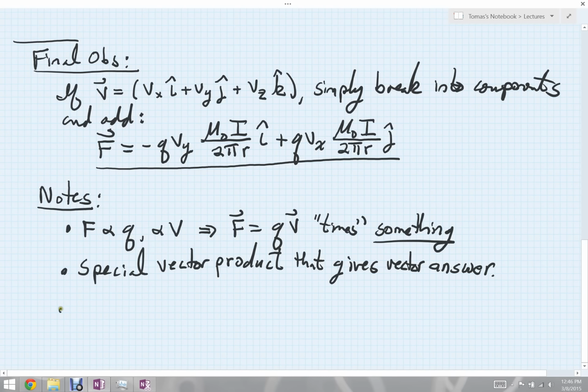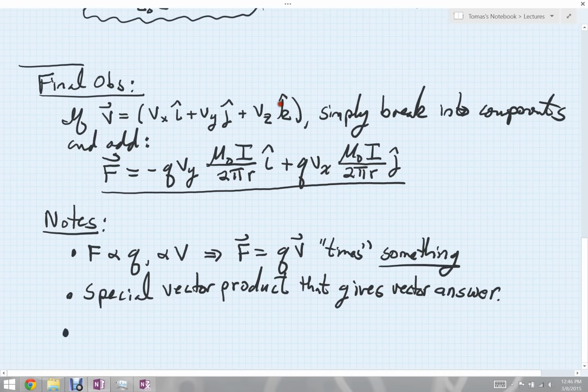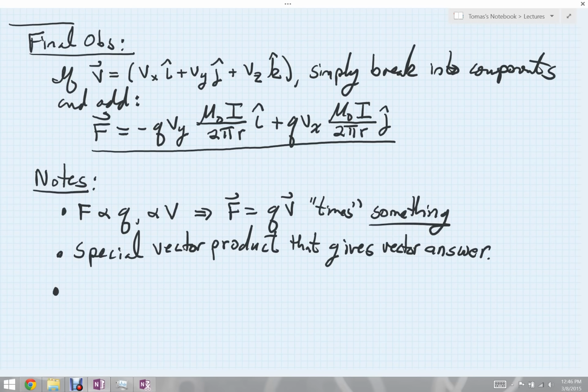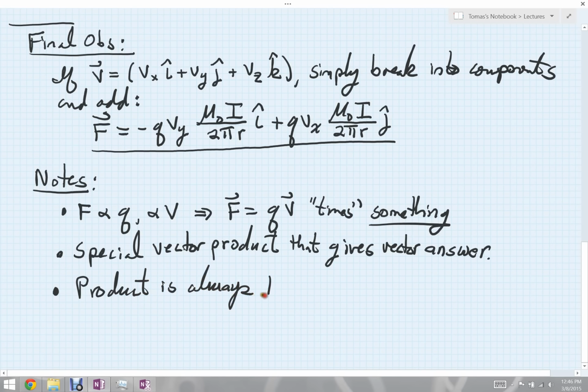And the other final hint you'll notice, and we saw this over here, is this: look at my picture. When we think about the directions of the forces that I'm getting, you'll notice that the force always seems to be at a perfect right angle with respect to the velocity. So the third thing to notice is that this product is always perpendicular to the velocity. So I've got those three very interesting ingredients there.